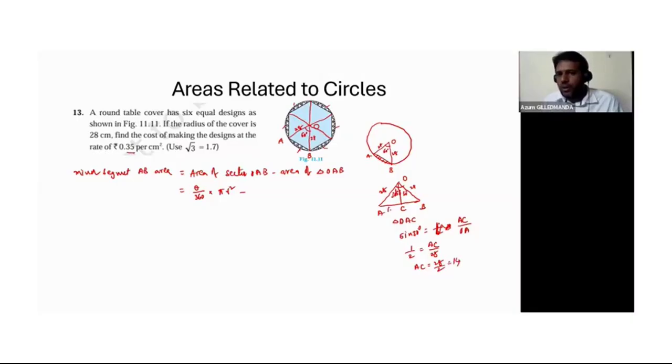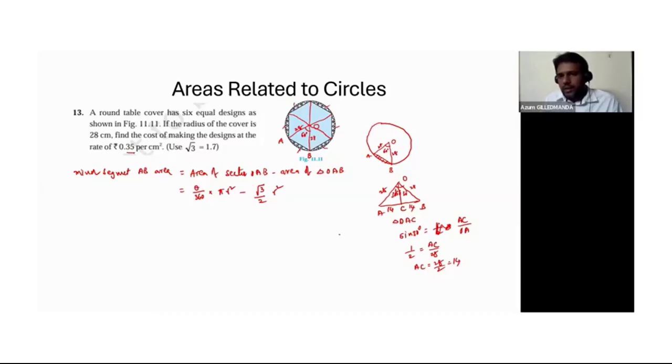So if this is 14, these two are equal, right? This will also be 14. That means this is 28. So this is an equilateral triangle basically. So this is an equilateral triangle with side 28. So what's the formula for an equilateral triangle? Root 3 by 4 a square. Here a is R. You understood?